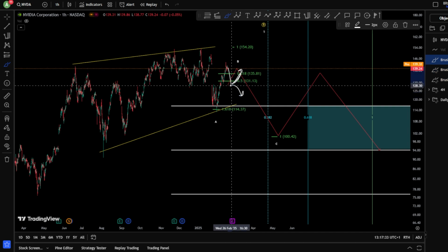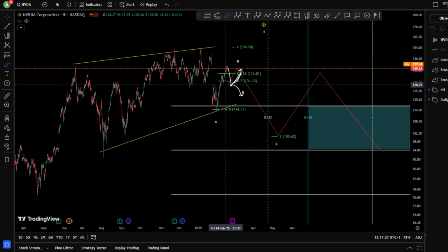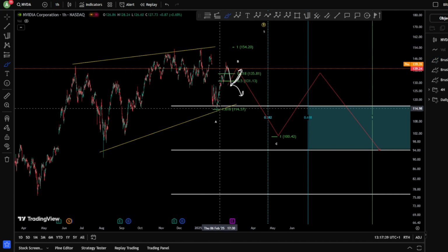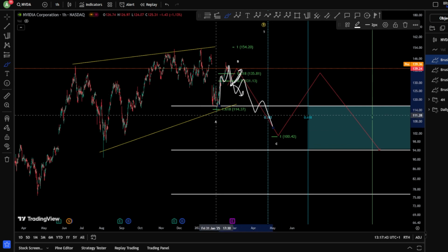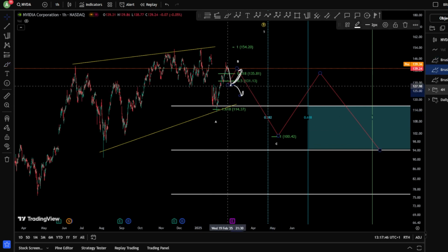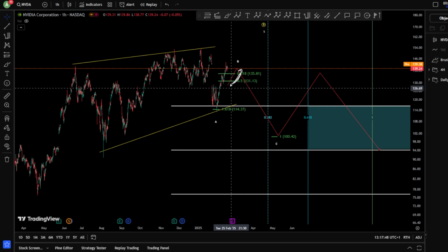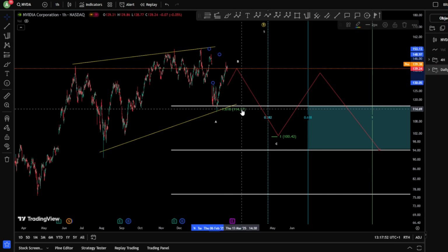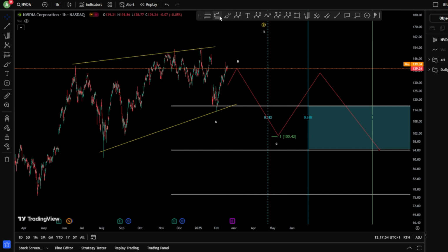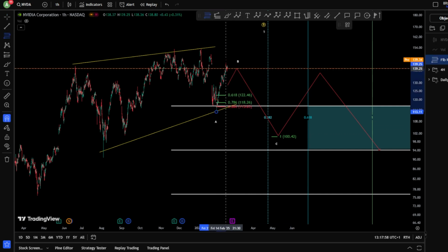Because this is your crossroad. Is it an A, B and a C, or is it a 1, 2, 3, 4, 5, and this was your ABC, and then continuation impulsively toward the downside? So this is your key level, I would say, to be watched. Very, very interesting. Let's add it as well. Here it has been perfectly hit. We can remove it. So let's add our key level here.